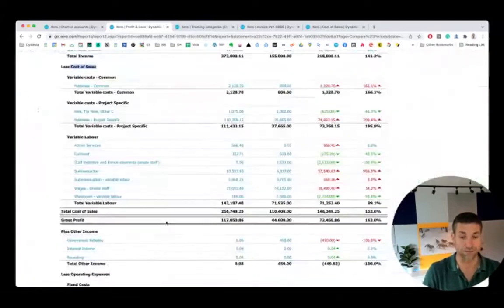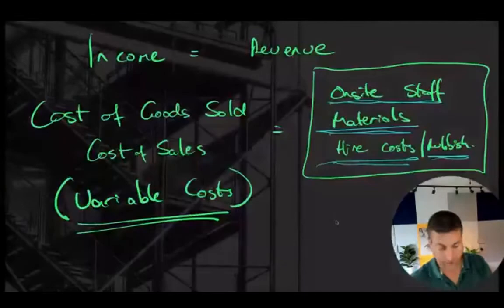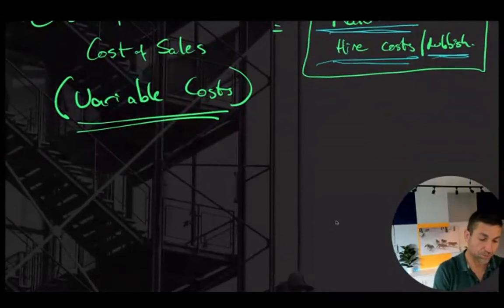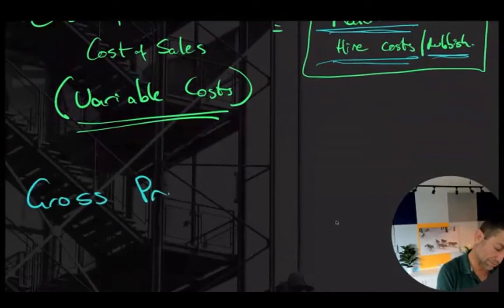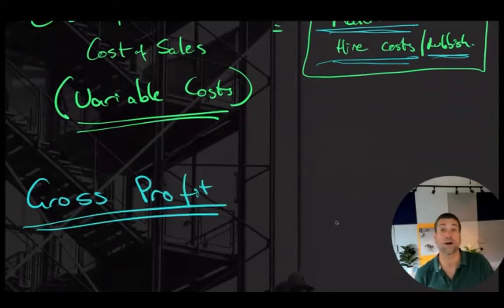Gross profit. For us, gross profit was the most important measure we ever looked at in Dynamic. It was the number one measure.